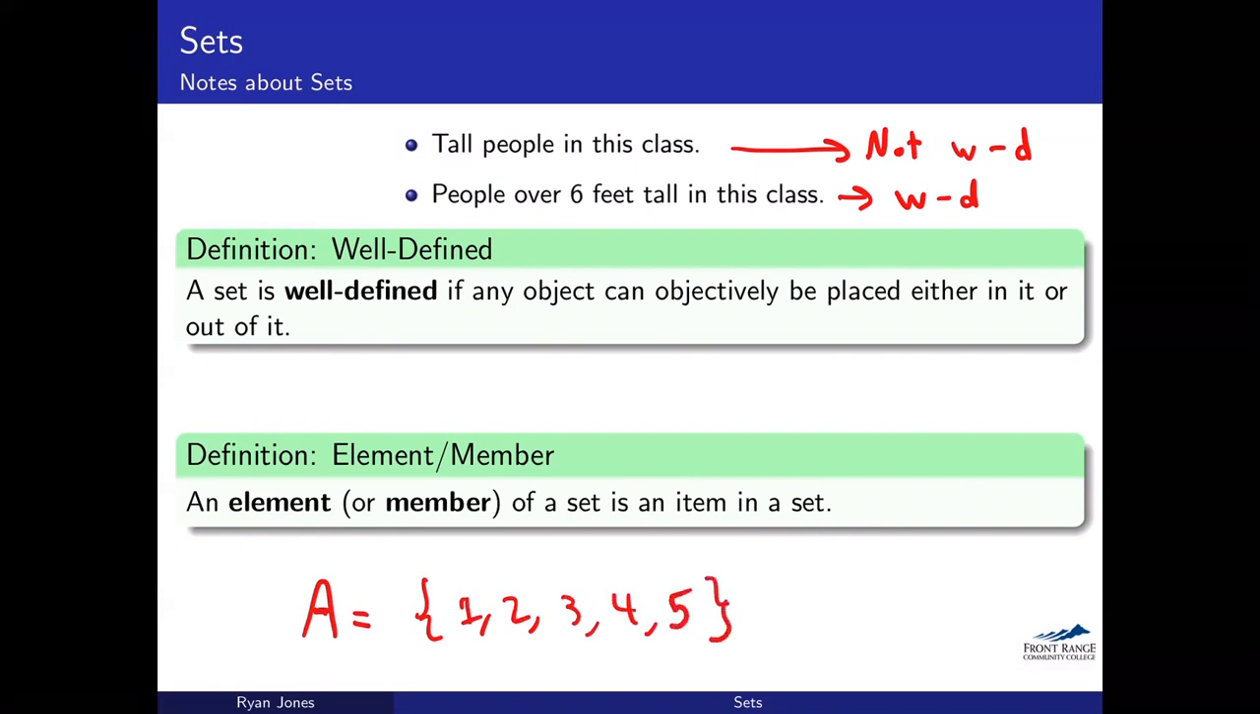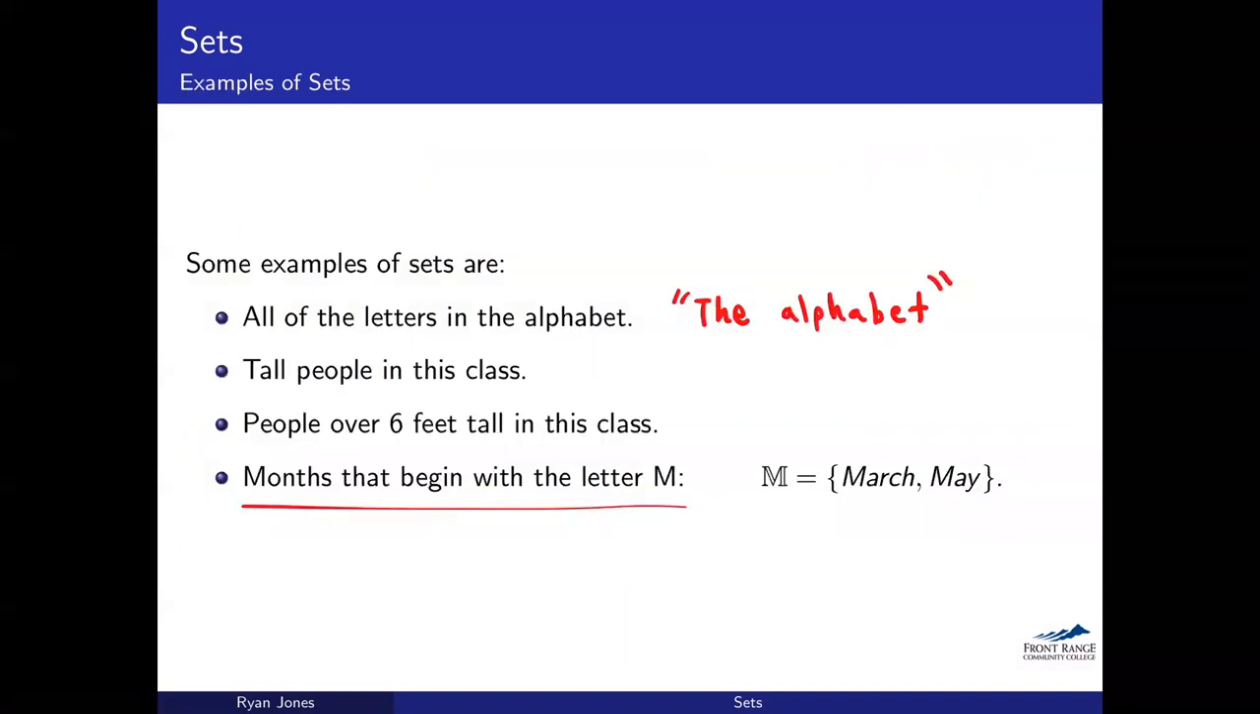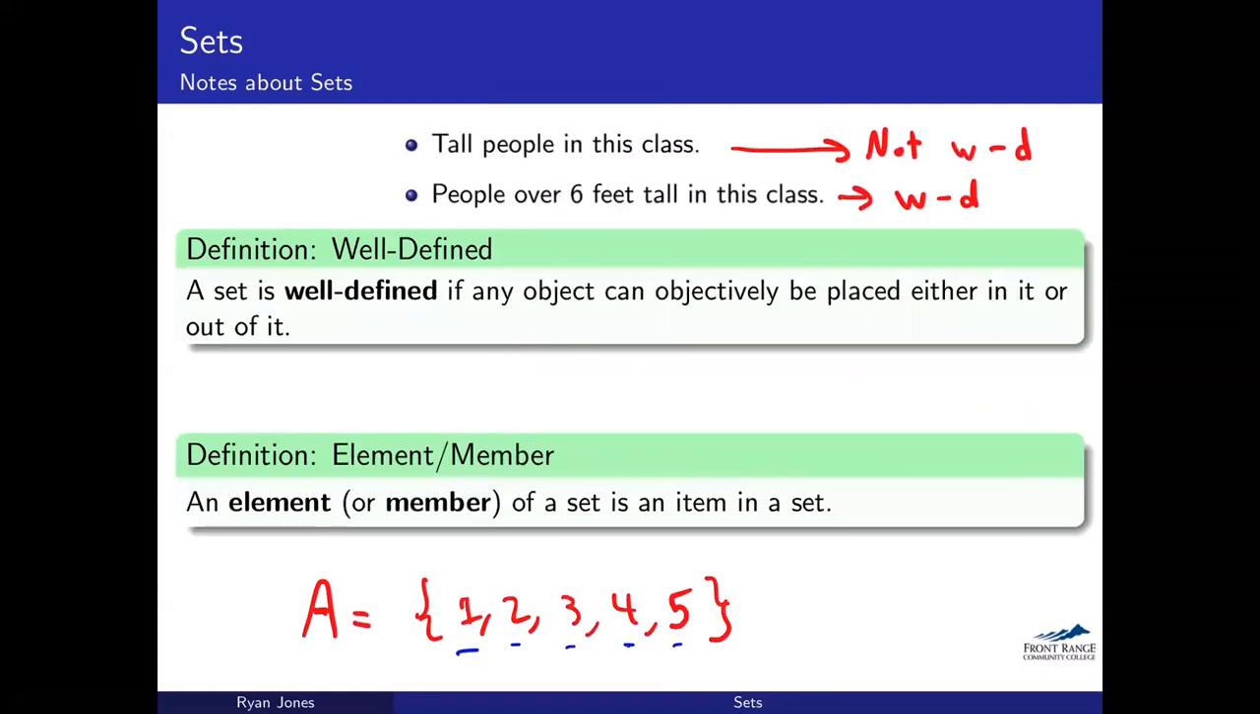Each of these numbers, 1, 2, 3, 4, and 5, those are each elements of the set. So I might say that this set has 5 elements in it. I could say all of the elements in this set are numbers. Versus back here, the elements of this set M that we talked about, the elements are March and May. So this word element just gives us a way of describing an object in the set. It really means the same thing as object. We just don't like to use the word object mathematically.